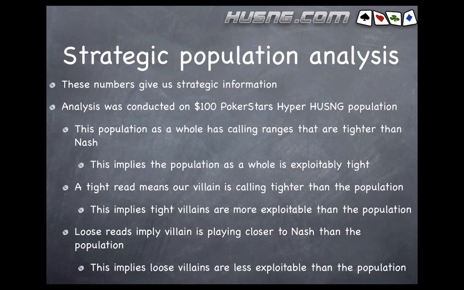All right, so loose reads, on the other hand, imply that villain is playing closer to Nash than the population. And it ended up being startlingly close. Like, those loose players, a lot of them were probably shoving Nash, in fact. Or maybe some were just shoving wider than average, which, as we found, essentially is Nash. Because the average population shoves tight, so a little bit wider ends up being a similar size range. But this implies that loose villains are less exploitable than the population. And that tells us a lot, too. So basically, whenever someone's calling you lighter short stacked than the average player, you're unhappy, because they're less exploitable, and so we're not going to be able to make as much profit from them, if any.